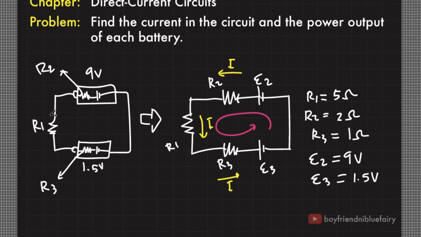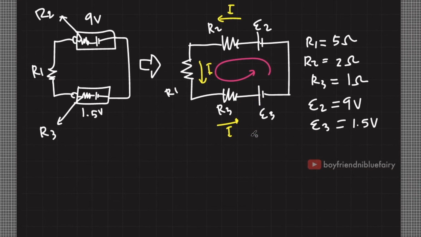Again, in the problem, we are asked to find the unknown value of the current and the power output of each battery. So using the loop rule, the loop will enter first the 9 volts battery. So it enters from the negative terminal and comes out from the positive terminal. So I'll end up with a potential rise.